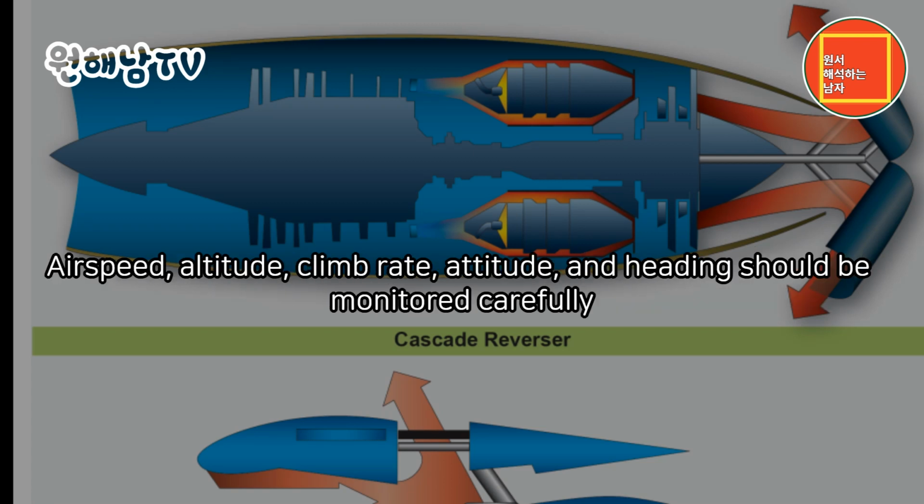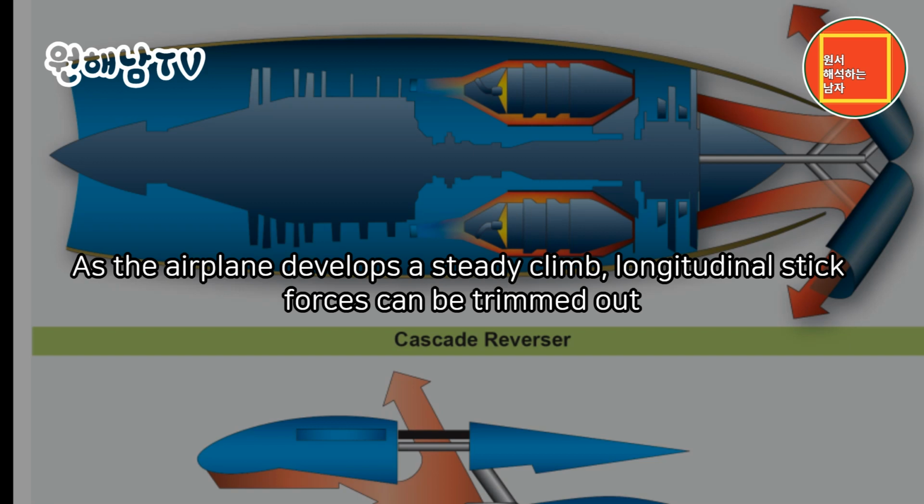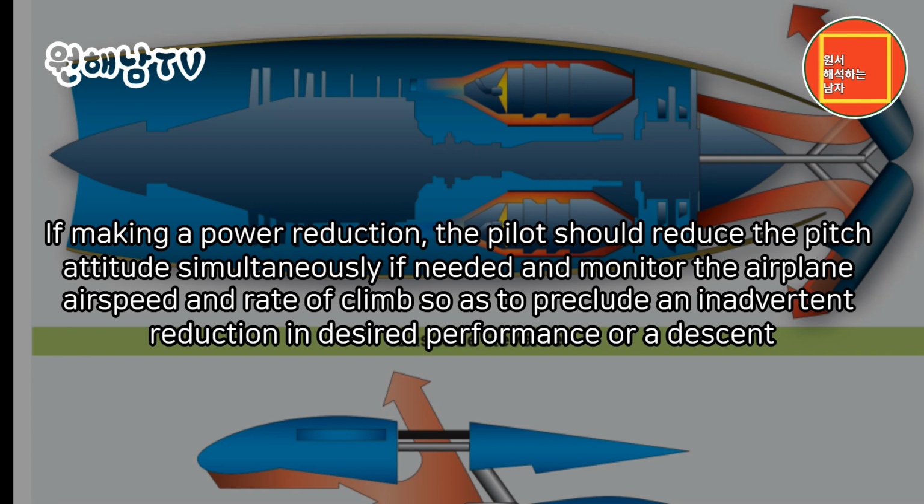Airspeed, altitude, climb rate, attitude, and heading should be monitored carefully. As the airplane develops a steady climb, longitudinal stick forces can be trimmed out. If making a power reduction, the pilot should reduce the pitch attitude simultaneously if needed, and monitor the airplane airspeed and rate of climb so as to preclude an inadvertent reduction in desired performance or a descent.